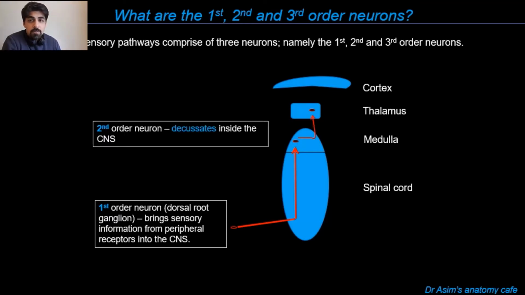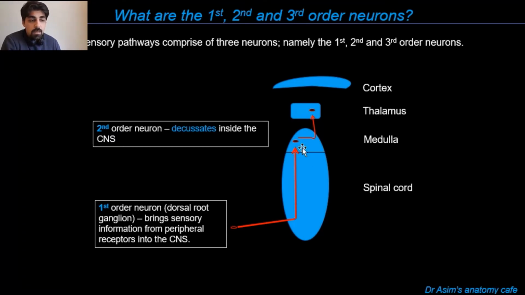Now, the second order neurons are situated inside the central nervous system. Their cell bodies and their axons and dendrites are situated within the central nervous system. The position of the second order neuron might be variable based on the type of the sensory tract which we are talking about. But one thing which is the hallmark of almost all the second order neurons is that they are going to cross the midline at a certain point inside the central nervous system.